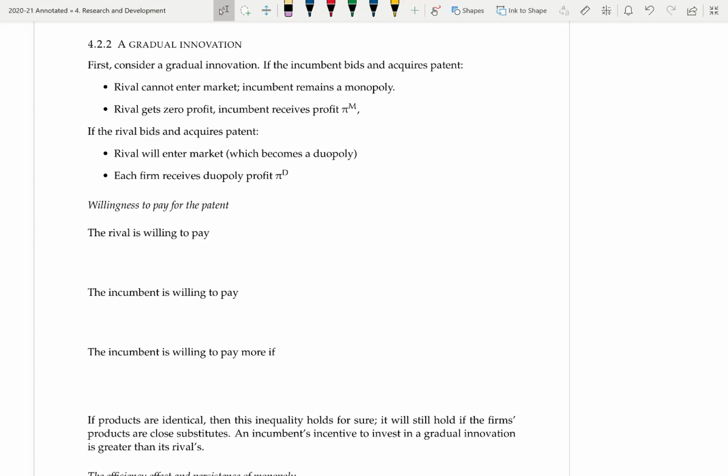Now let's look at how much the rival is willing to pay for the patent. If the rival bids and wins the patent, then the market becomes a duopoly and the rival gets the duopoly profit, pi d. Whereas if the rival does not win the patent, then it cannot enter the market and it gets a profit of 0. So the gain in profit is pi d.